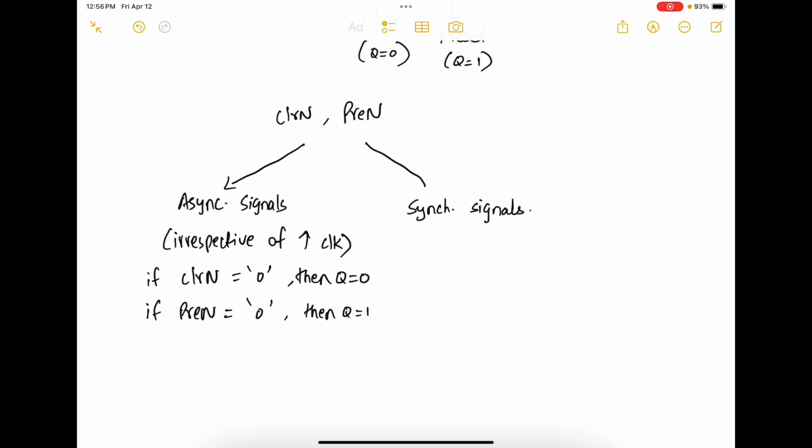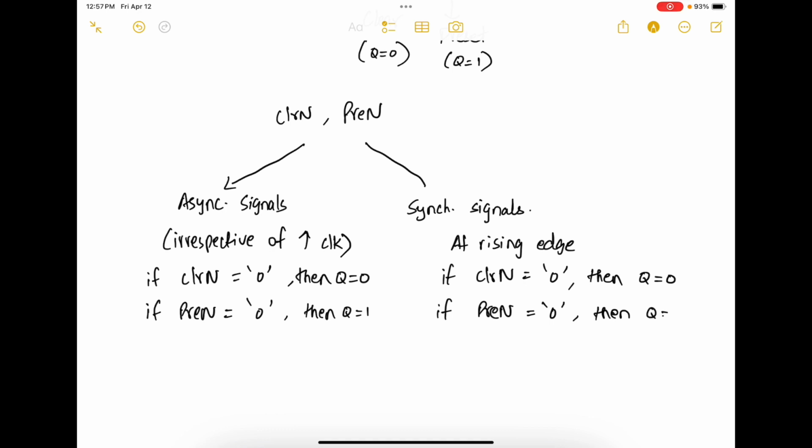When I say synchronous signals, it means that it is going to depend on the rising edge of the clock. So at rising edge of the clock, if clear N equals 0, then output equals 0. If pre-N equals 0, then output equals 1. So in case of your synchronous designs, your clear N and pre-N are only going to be sampled at the rising edge of the clock. In asynchronous mode, irrespective of the rising edge of the clock, whenever your clear N goes to 0, your output is 0.